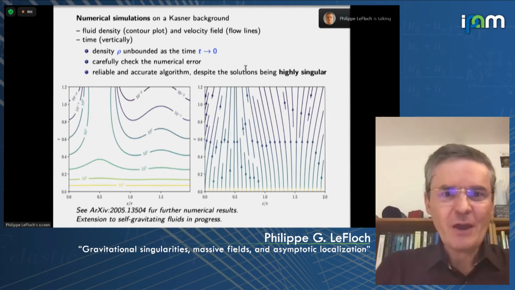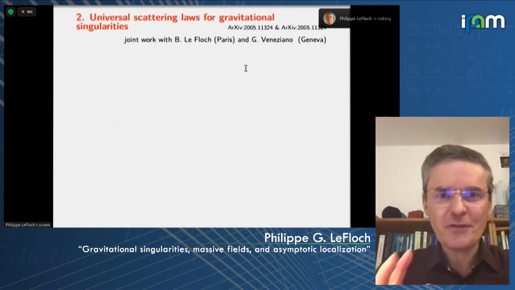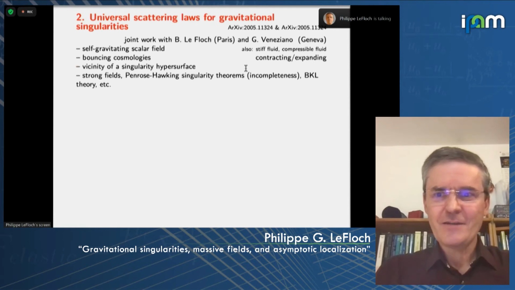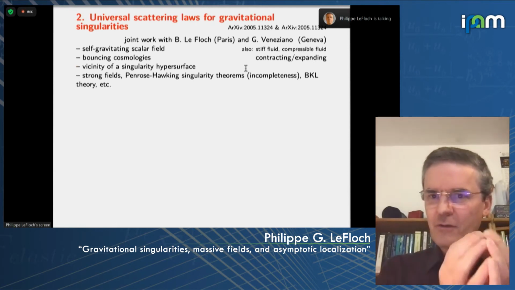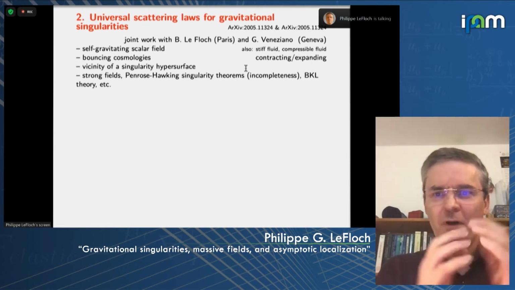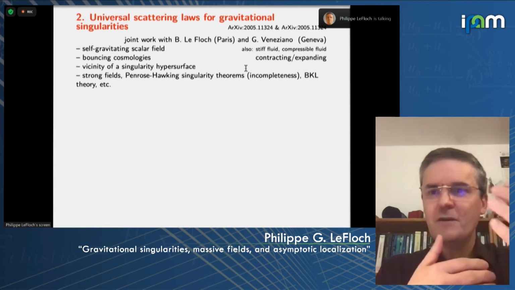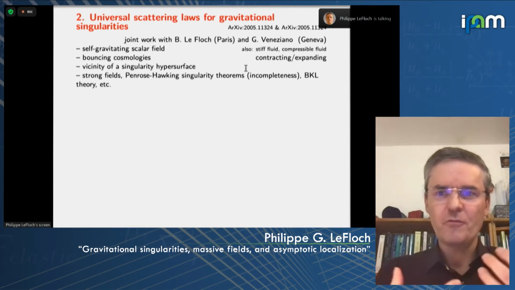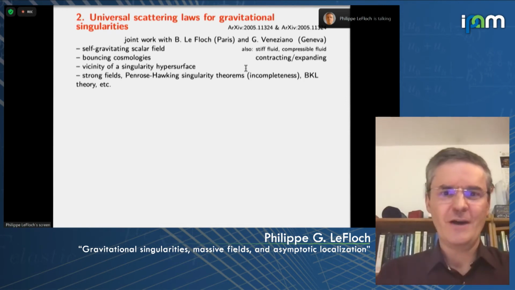Okay, so let me move to the second topic, but it's really very much related to what I just told you, except that now I'm going to focus on singularity, gravitational singularity. So I've used this as an interface, as you will understand, and I'm asking what sort of junction should be put at this interface.